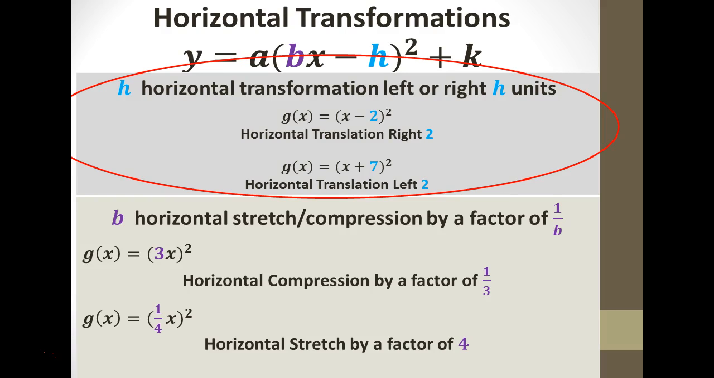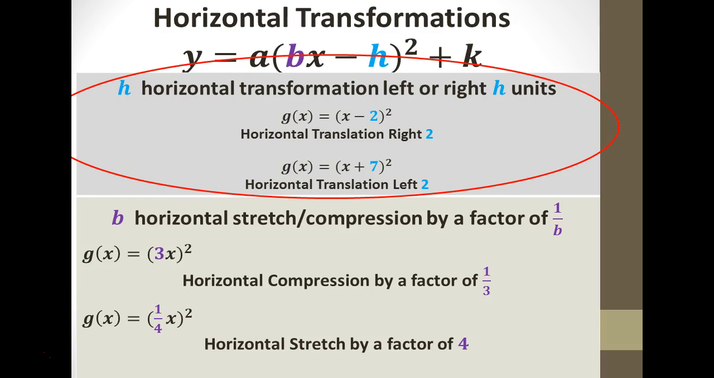Our first horizontal transformation is called horizontal translations. Now, I know I have transformation here, but it's horizontal translations, left or right h units. So these are things that are moving things parallel or right along on the x-axis, left or right. In my example, I have g of x is equal to (x minus 2) squared. That is a horizontal translation to the right 2 units. That is because I have substituted positive 2 in for h. When I do that, I have x minus positive 2. That gives me x minus 2. So it is a horizontal translation to the right 2.